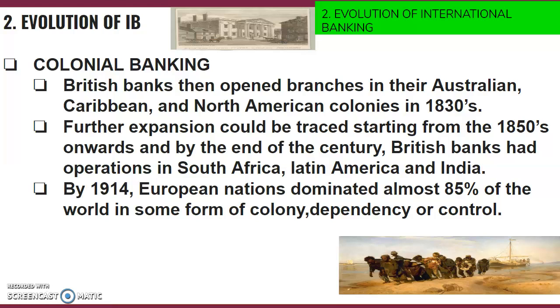Okay. So further expansion could be traced starting from the 1850s onwards, and by the end of the century, pada penghujung tahun 1800, British Banks ni dah beroperasi di South Africa juga, dan juga Latin America dan juga India. India memang dijajah oleh British juga pada zaman tersebut kan. So by 1914, kalau kita tengok dekat sini, dia kata European nations dominated almost 85% of the world in some form of colony, dependency or control. Yang ni nanti saya sambung lagi in the next video.